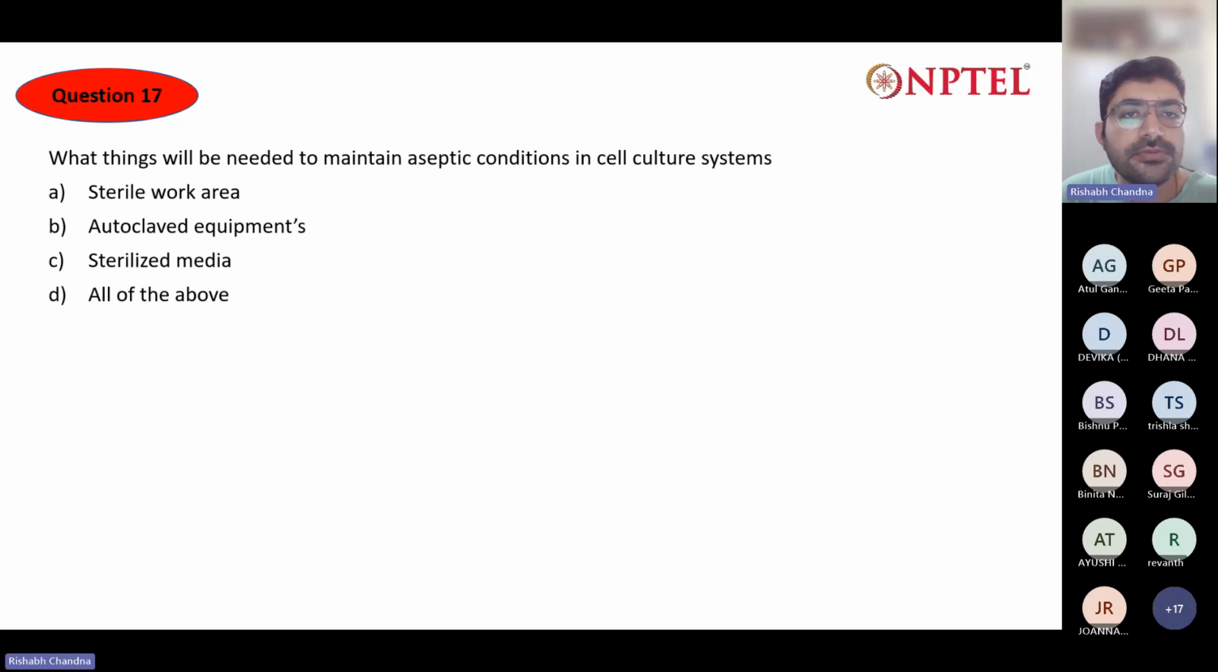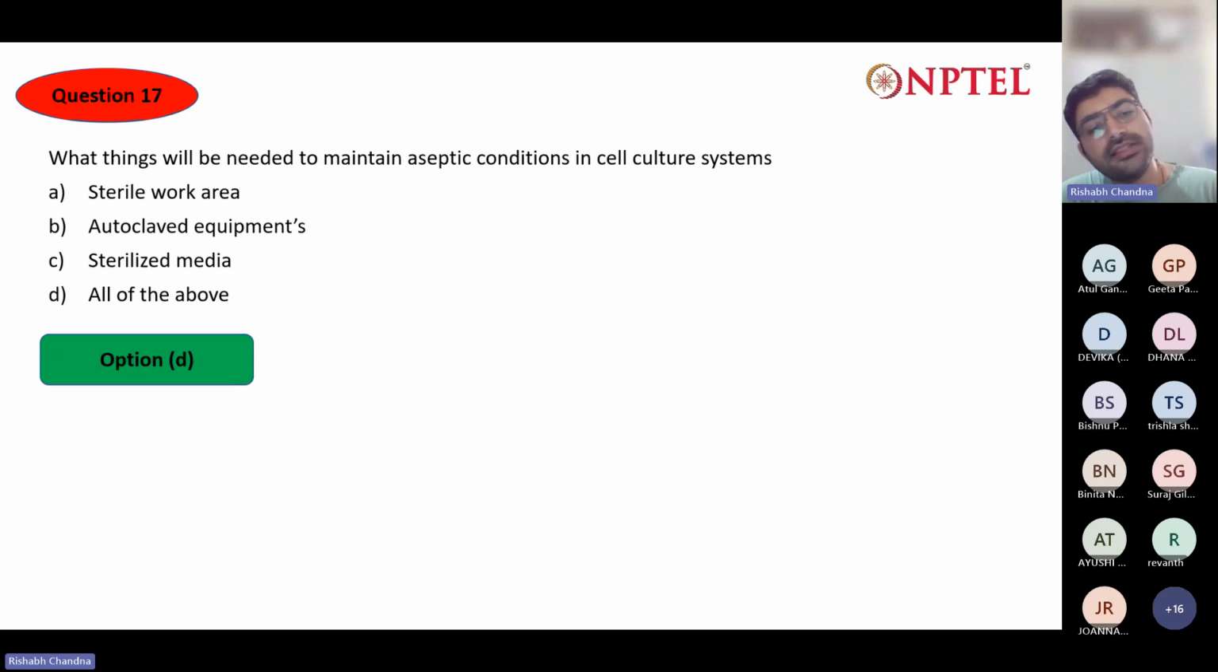What things will be needed to maintain aseptic conditions in a cell culture system? So here are the options. Can anybody guess or give an answer? Option D, all of the above. Yes, the correct answer is option D.